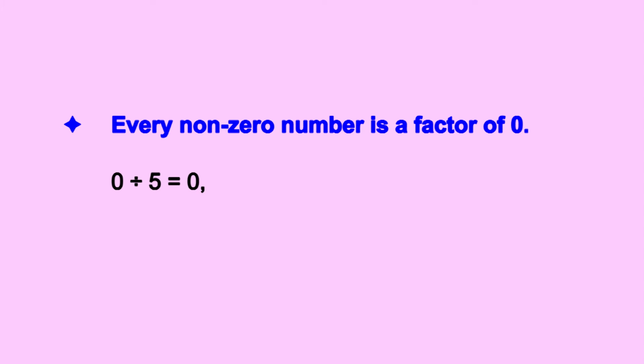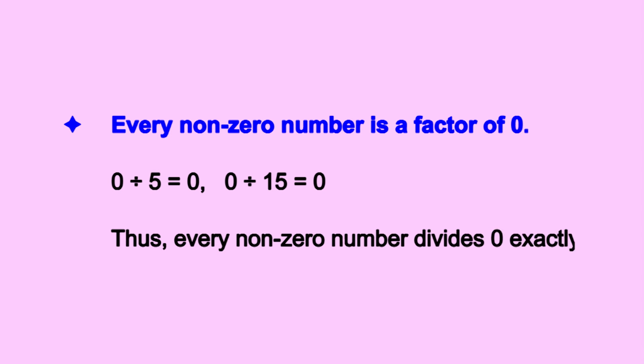Every non-zero number is a factor of 0. 0 divided by 5 is equal to 0. 0 divided by 15 is equal to 0. Thus, every non-zero number divides 0 exactly.